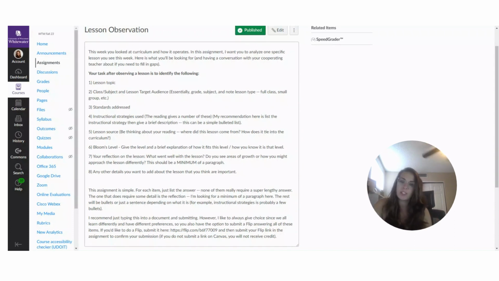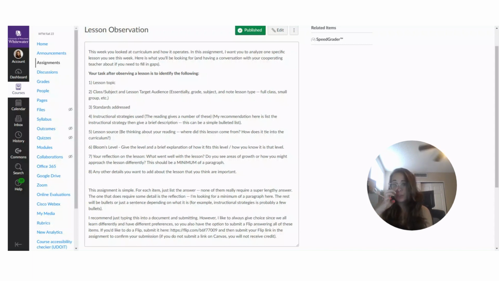The Bloom's level. So you learned about Bloom's taxonomy in module 2. And now you're basically going to give the Bloom's level and then let me know how you know it is that Bloom's level. So why was it at that level? What made it that level?